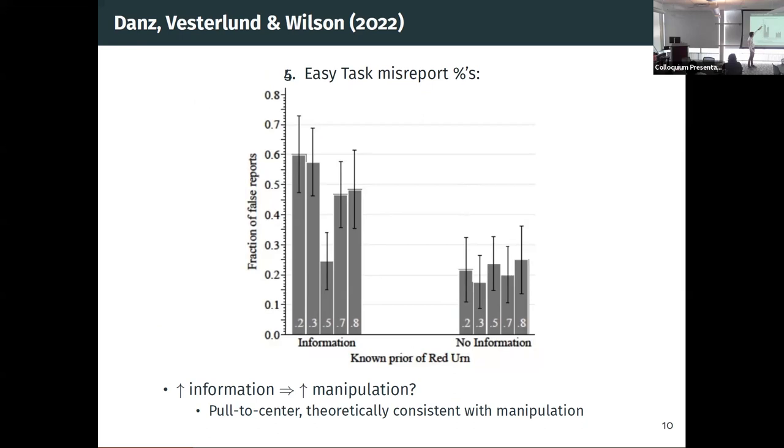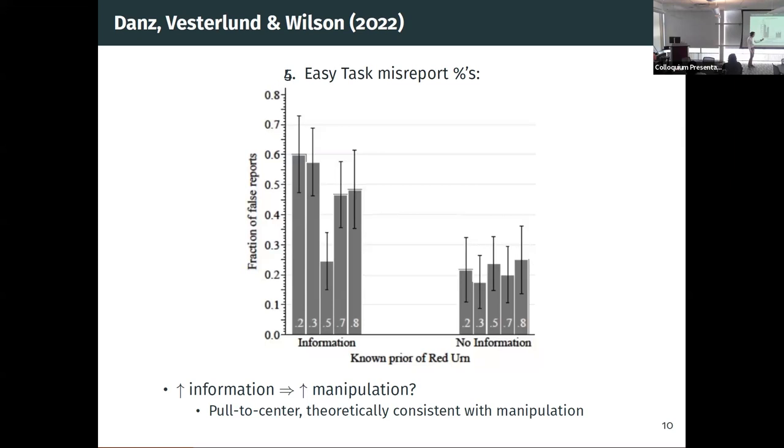Okay? So these bars here are the percentage of subjects who did not report the correct probability. When the correct probability was 20% red jar, 60% of subjects did not report 20%. When it was 30% red jar, almost 60% of subjects did not report 30%. So there's a huge amount of people where you tell them the correct probability and ask them to report it back, and they don't. They report something different. They tend to push towards 50-50. When the correct probability is 50-50, the amount of lying drops, but is still non-zero.